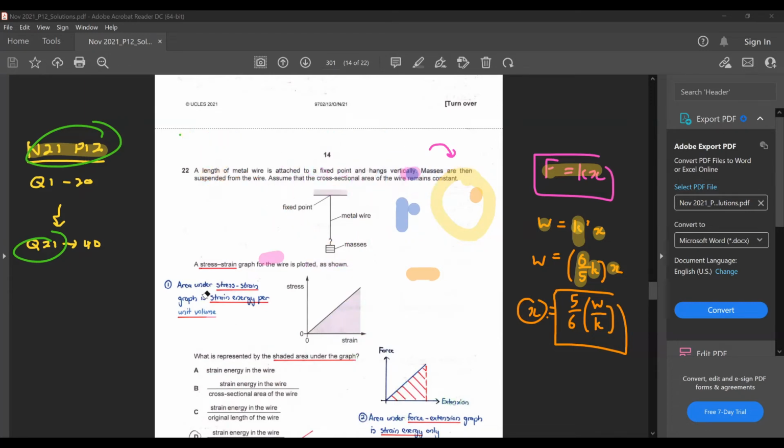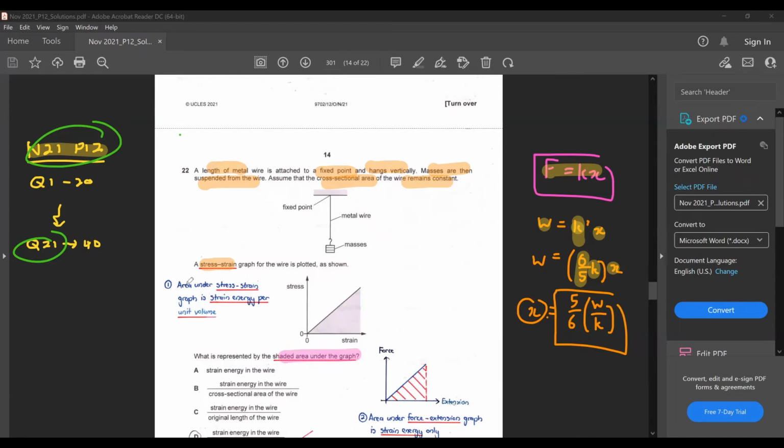The next question mentions that you have a length of metal wire that is attached to a fixed point and hangs vertically. Masses are then suspended from the wire. Assume that the cross-sectional area of the wire remains constant. A stress strain graph for the wire is plotted as shown. What is represented by the shaded area under the graph?